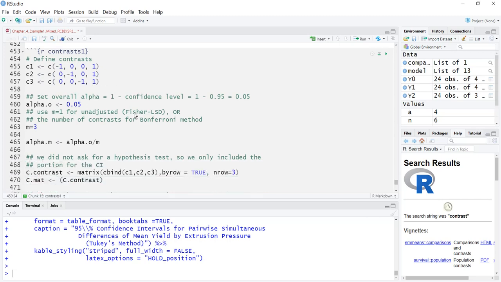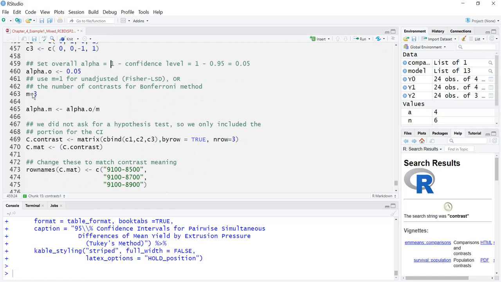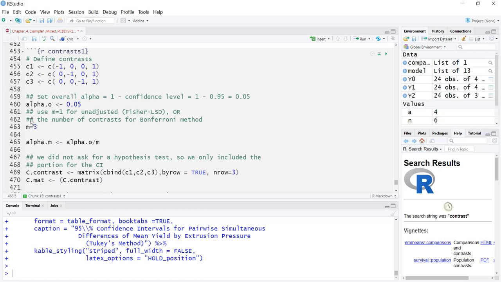So that means if I do the Fisher, it doesn't matter how many I do because I'm not controlling experiment-wise. Right now I have it set for Bonferroni. I have 3 contrasts up here, and so I set M equals 3. I've given you a note: if you want to do unadjusted, change it to 1. But that's a little dangerous, unless you're just doing one contrast of interest. You're being a little too liberal with your differences there.